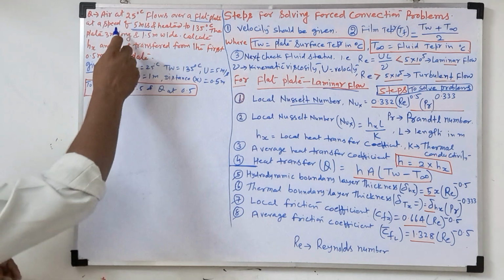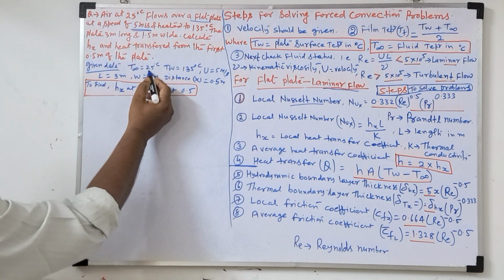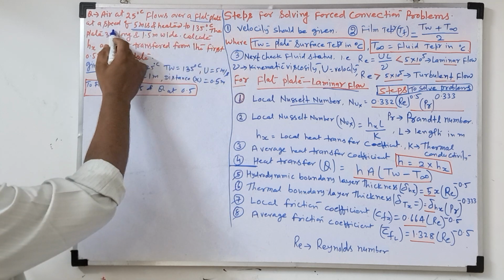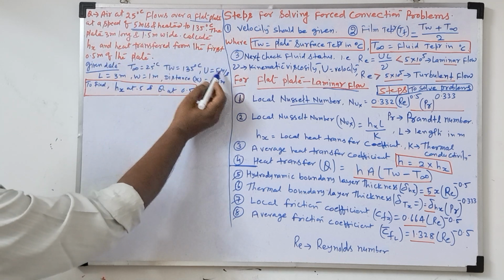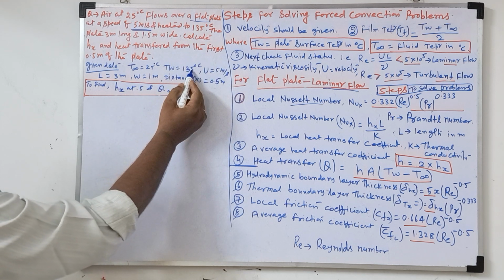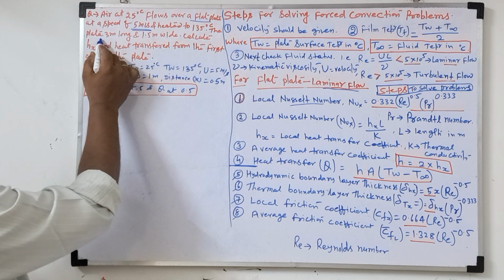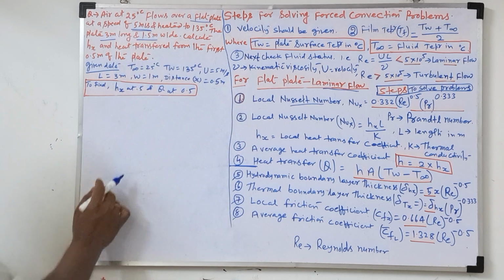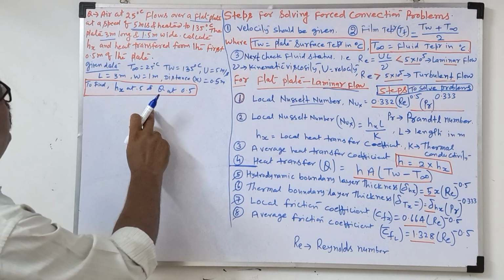Air at 25 degrees Celsius, so the film temperature is 25 degrees Celsius. It flows over a flat plate, and the velocity is given as 5 meters per second. The heated surface temperature is 135 degrees Celsius, and the plate is 3 meters long and 1.5 meters wide.